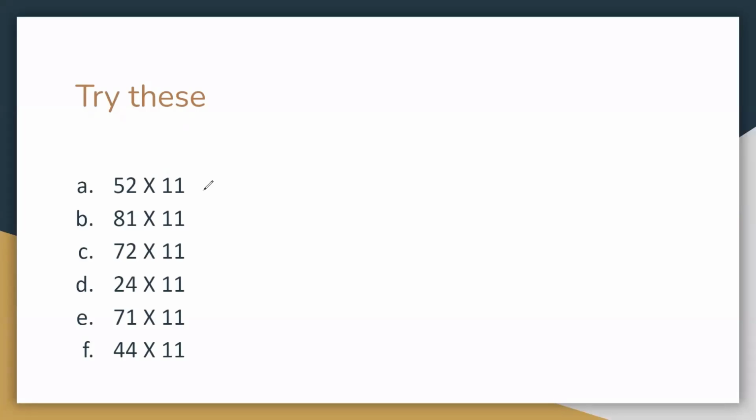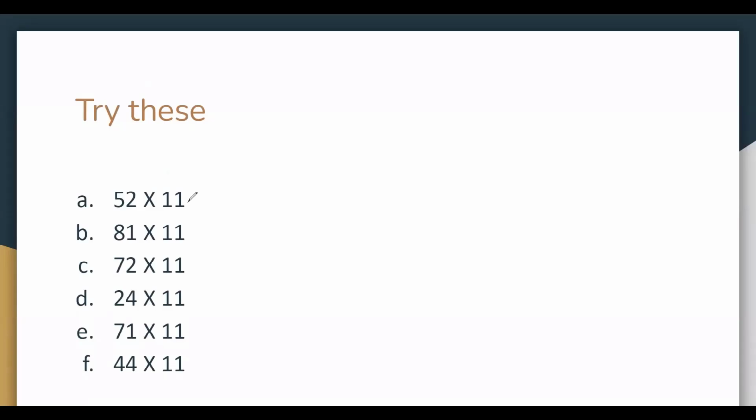What you can do is pause the video and try them out yourself and then check whether you've done it correctly. You need not do the calculation on paper all the time. You can just do it mentally. Now, for example, 52 into 11. We write 5 over here, split it and write the 2 and then add it. So 5 plus 2 is 7. Next, 81 times 11, split 8 and 1. 8 plus 1 is 9. 72 into 11, 7, 2, and then 7 plus 2 is 9.